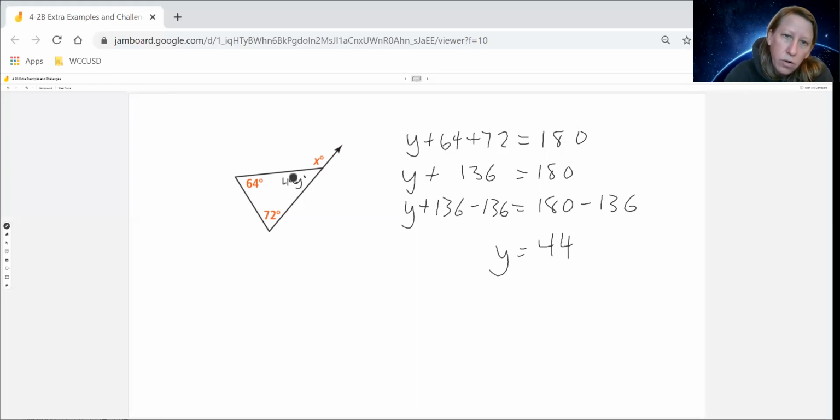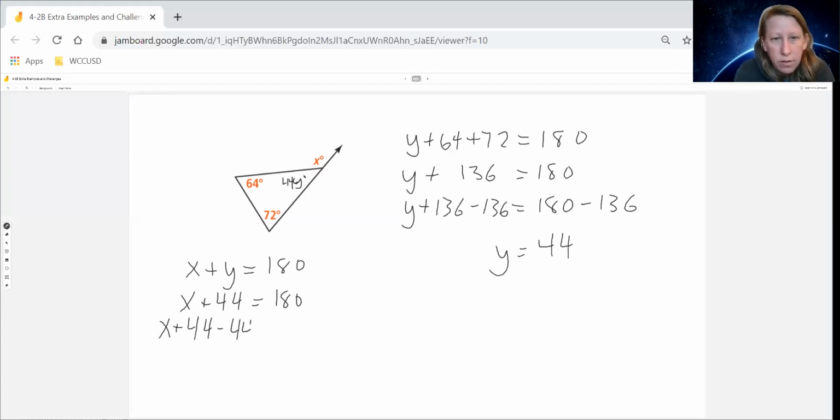If I want to know the angle out here, I know that these two add up to 180. So I can do x plus y is 180. I wouldn't usually write that out, but I feel like it. Okay. Then I would do 180, I take away 44 on both sides. And that would show me that the exterior angle outside that triangle is 180 minus 44, which is 136.